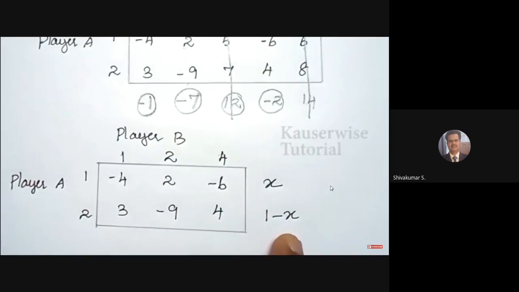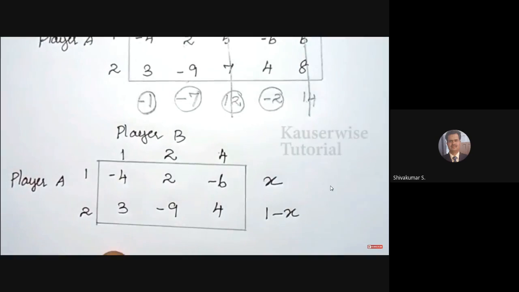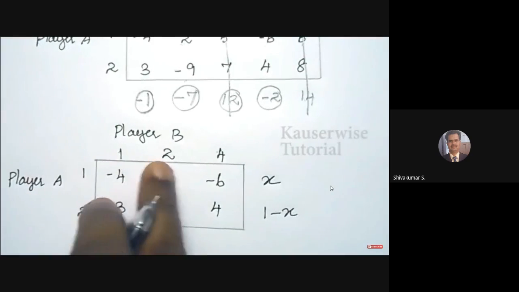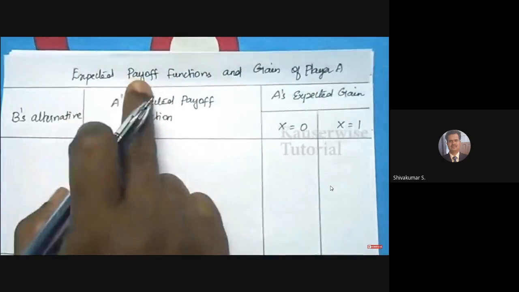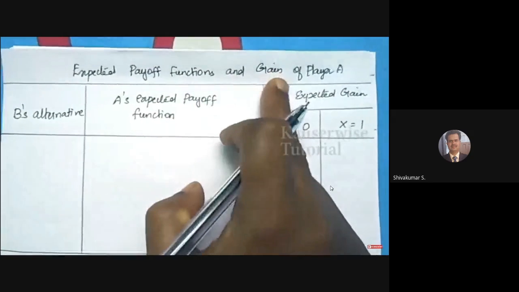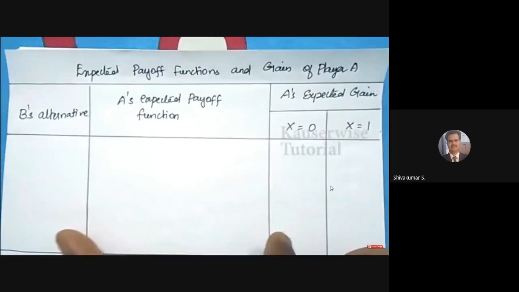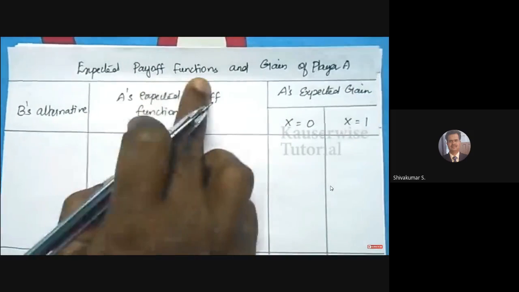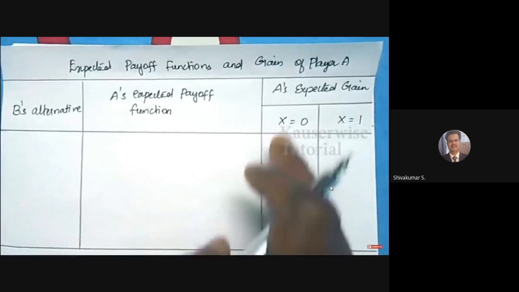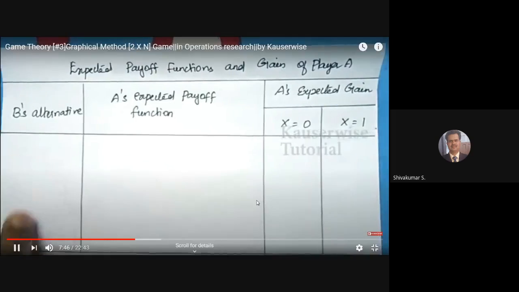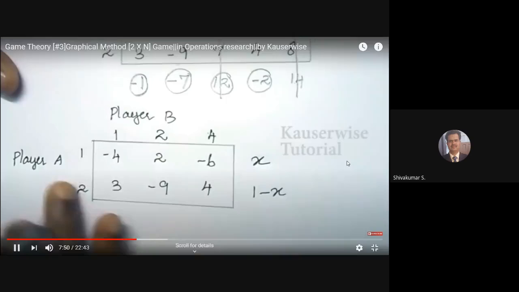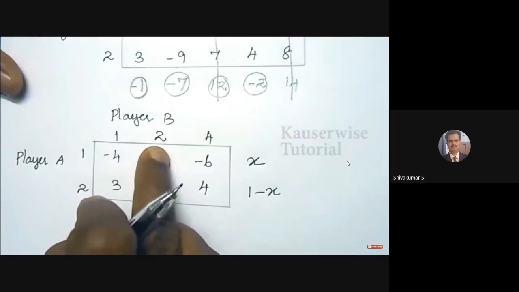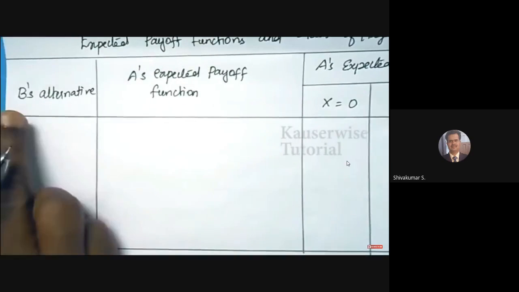With this probability, we are going to find out the expected payoff function for the 3 alternatives which B has got. Look at the table: expected payoff functions and expected gain of player A. In this table, we are going to enter the expected payoff function in this column, and find out the expected gain of player A, according to the three different alternatives which B has got. Look at the problem. What are the three alternatives of player B? 1, 2, and 4. In the first column, write B's alternatives.